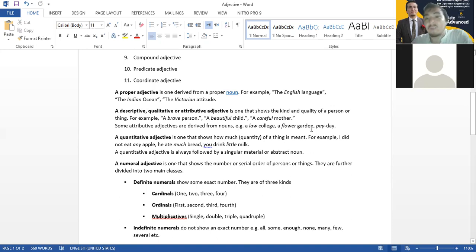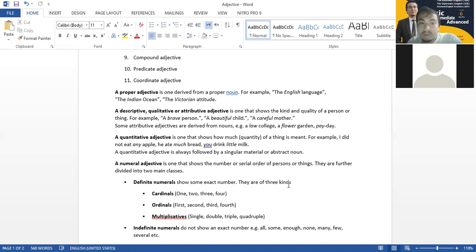We discussed yesterday, it defines the quality of a person, how he or she is, or how the person or the thing is. That is called descriptive adjective. For example, how are you? I'm happy. Then happy is what? Qualitative adjective. A brave person, a beautiful child, careful mother. A law college, a flower garden, a pay day. So these are what? Descriptive adjectives.